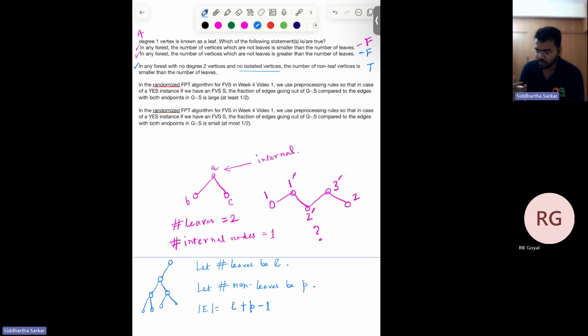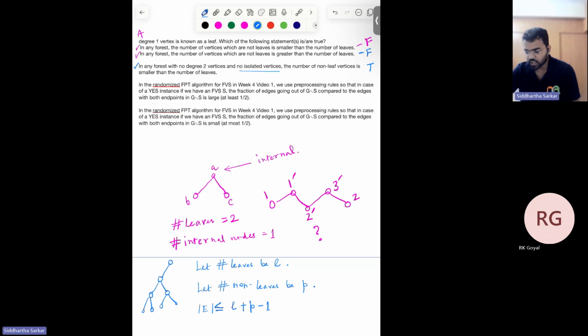In that case, the number of edges can be even smaller. So we will say that the number of edges is at most L plus P minus 1, because if there is another tree, the two trees can form a forest. Let's say one tree has five vertices and the other tree has another five vertices. So overall 10 vertices, but the number of edges is 4 plus 4, 8 only.